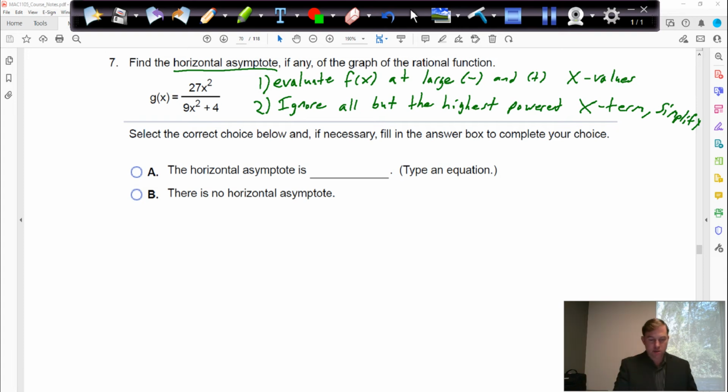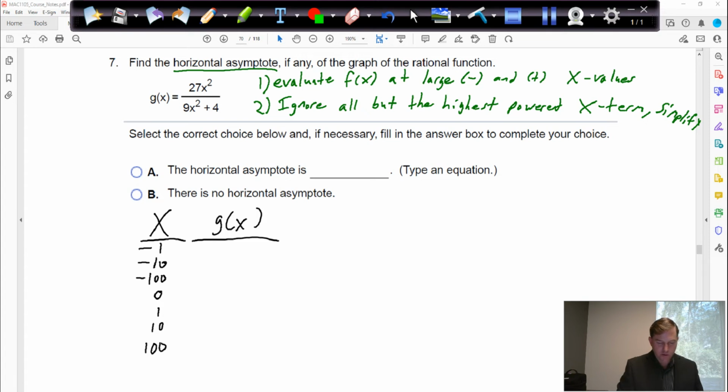Okay, so let's pick some big x values, negative and positive. And actually, I'm going to pick kind of a bunch. So let's pick minus 1, minus 10, and minus 100. And then let's pick 0. And then let's pick 1, 10, and 100. Just so we can get a pretty good sense of what this function is doing.